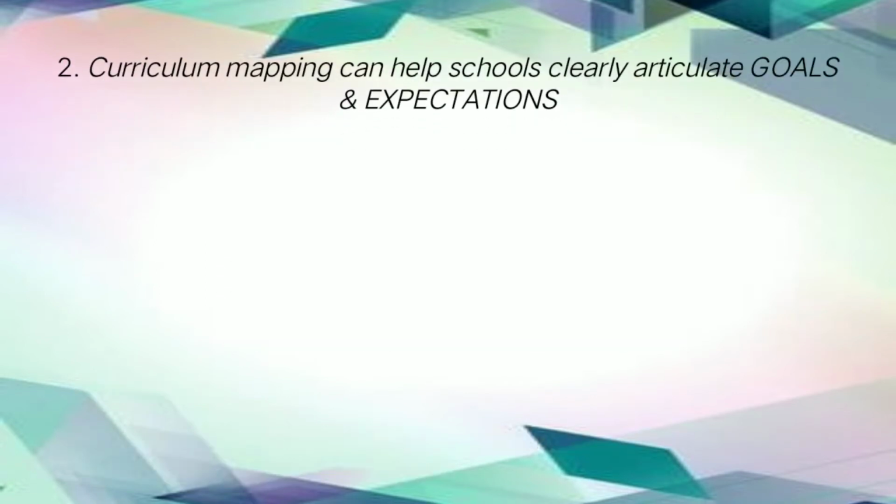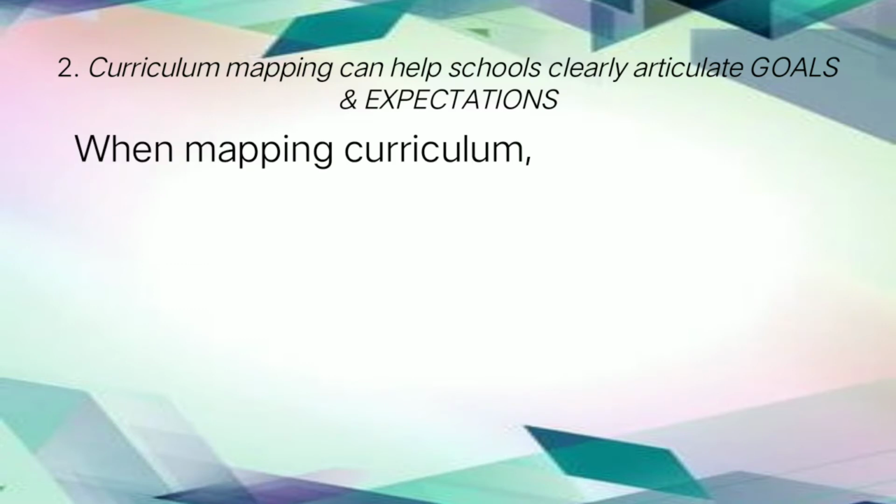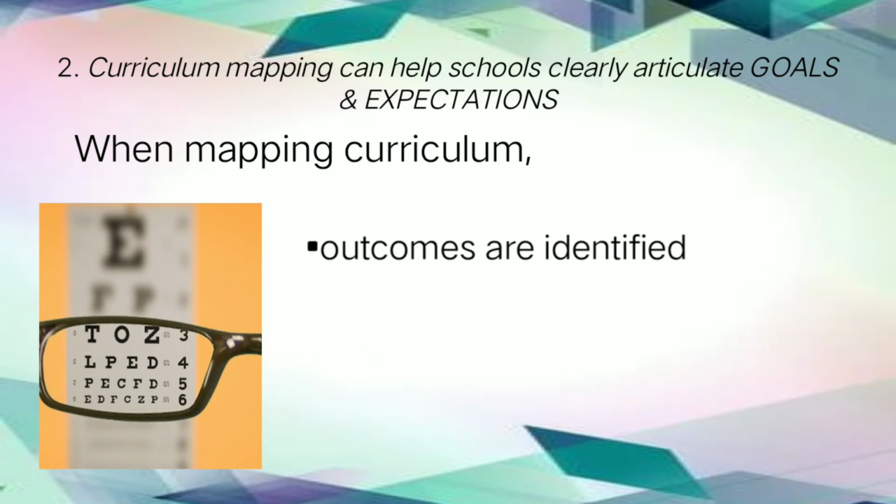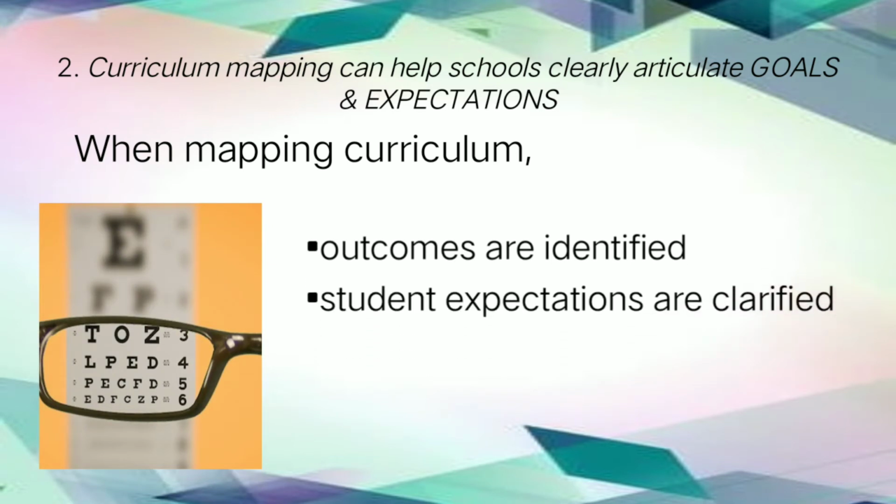And the next one is curriculum mapping can help schools clearly articulate goals and expectations. The goal and expectation is identified. We have clear instruction on what we need to do in order to meet the goal. When mapping curriculum, we identify the outcomes through aligning the activities that suit the learner's capability.